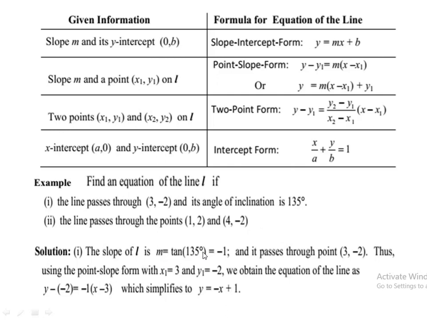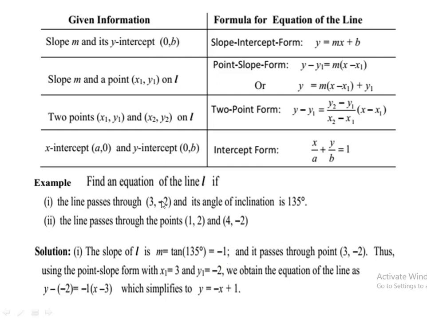What is tan of 135 degrees? 135 degrees is found in the second quadrant, and tan of it is the same as minus tan of 45 degrees, because in the second quadrant tan is negative. Therefore, tan of 135 degrees is the same as minus tan of 45 degrees, which is minus 1. Therefore, we obtain the slope.